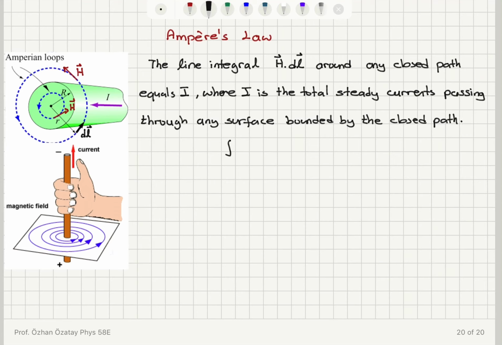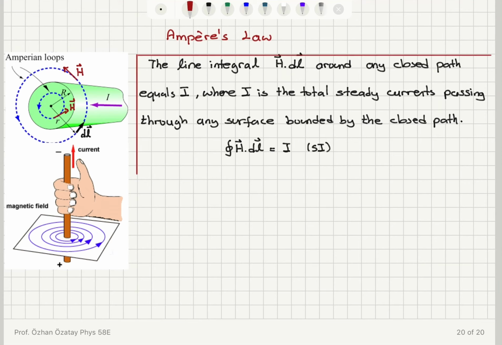So mathematically we can say the closed path integral of H dot dl is equal to the current I. Now I have to specify that this is the way to write it using SI units. Now we're going to see an application of this for a field from a long straight wire. So let's talk about an application.